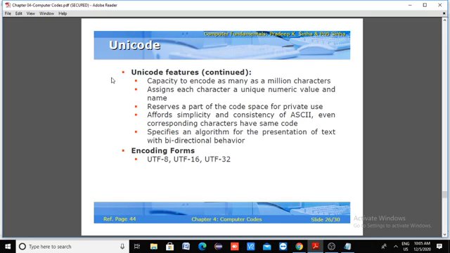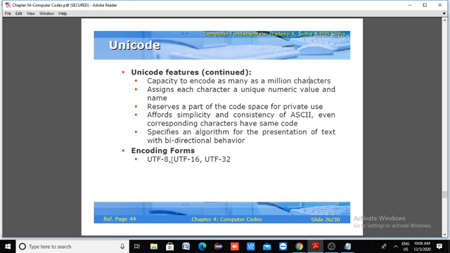For example, if you translate any language that has a million characters, from one language to another language, that is called encoding. Encode means translating one language to another language. There is a huge capacity to encode as many as a million characters. You can translate any character, assigning each character a unique numeric value and name.